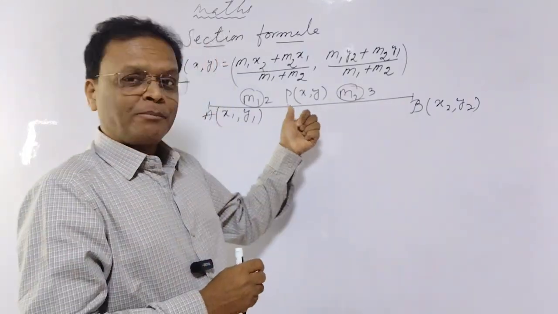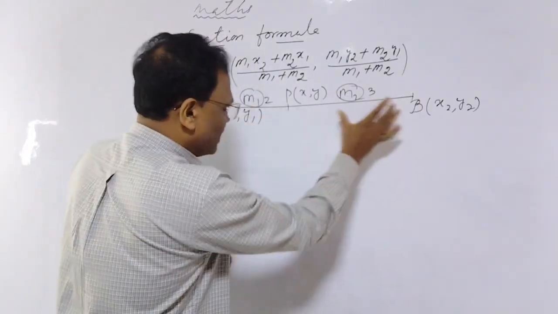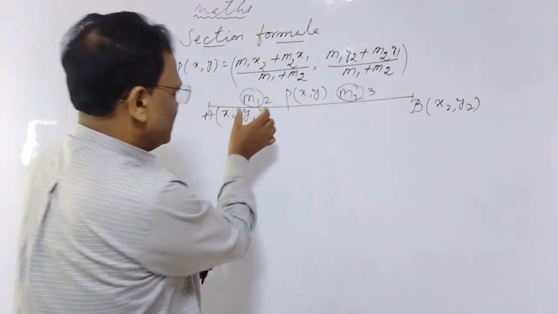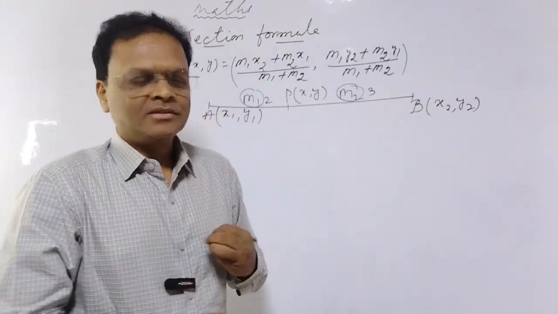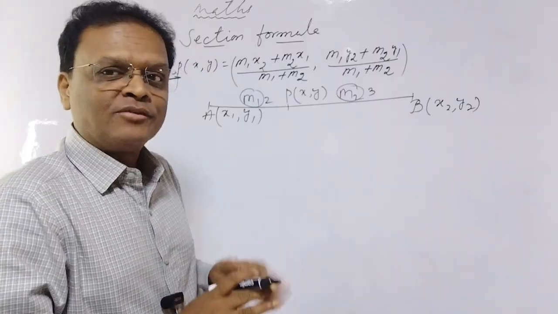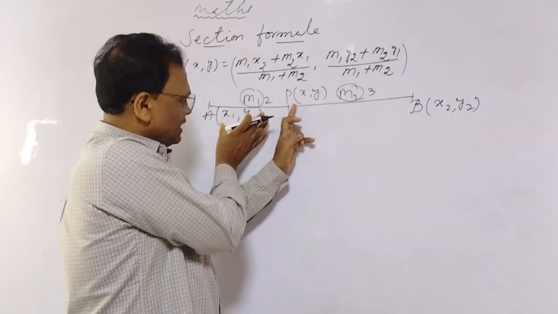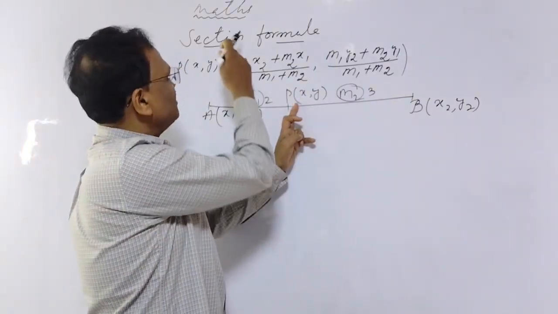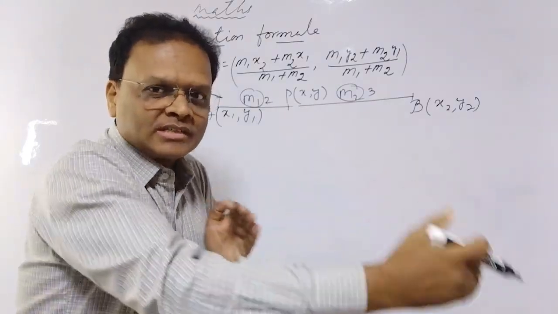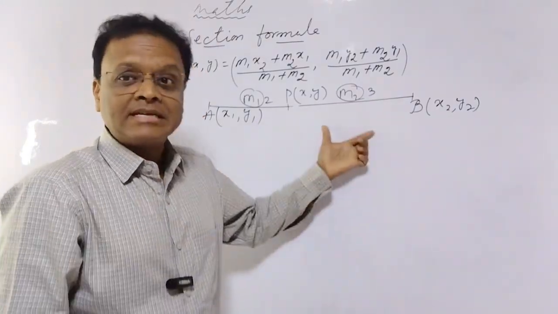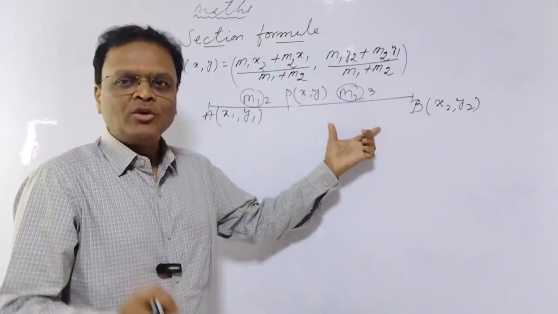Now it is clear what this point P is. Point P divides the line segment into 2 parts. The first part contains 2 parts and the second part contains 3 parts. So this is called the section formula. This point divides the line segment into 2 parts, and these parts are nothing but sections. That means this point divides the line segment into 2 sections. This is the first section, this is the second section. The first section we denote as m1, the second section as m2.